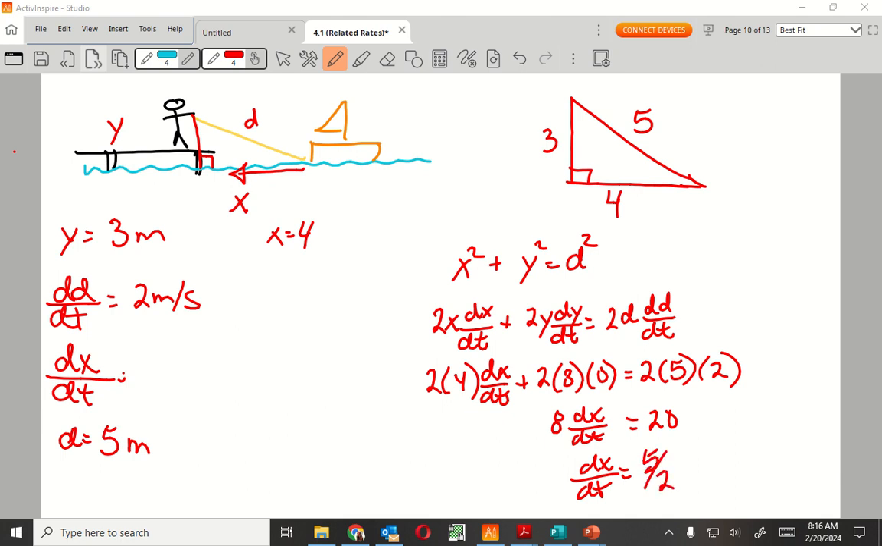Wait, why are you dividing by 8? What are you reducing by? Yeah, 20 divided by 8. Did I mess it up? 4? So you're dividing by 4. Okay. Yeah, so by a factor of 4, 5 over 2. There we go. And what are my units of this change? Meters per second. There we go.